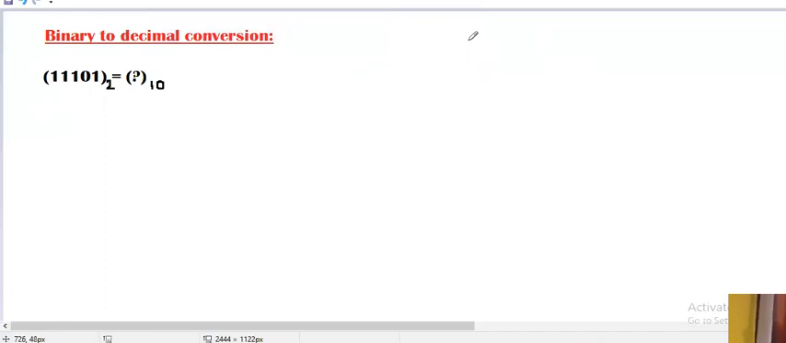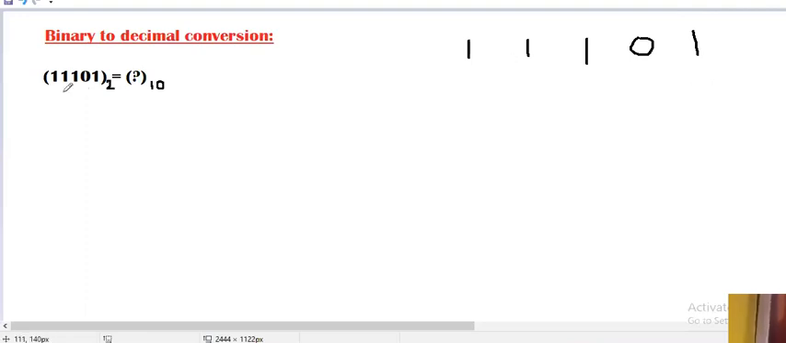So what is the number here? 1, 1, 0 and 1. This binary number we have to convert to decimal. So what we do here, while converting binary to decimal, we raise powers of 2. We will continue from power 0 to length minus 1.